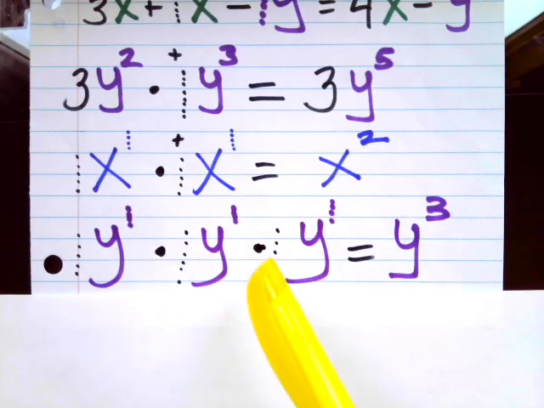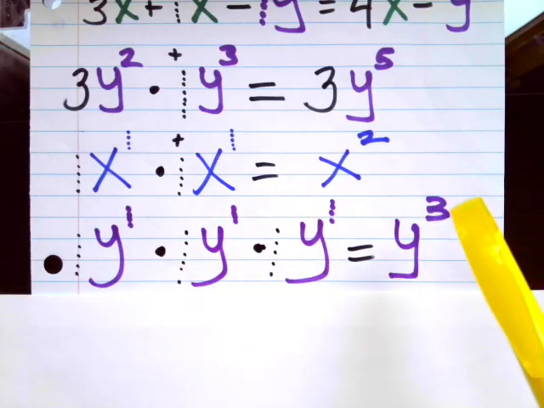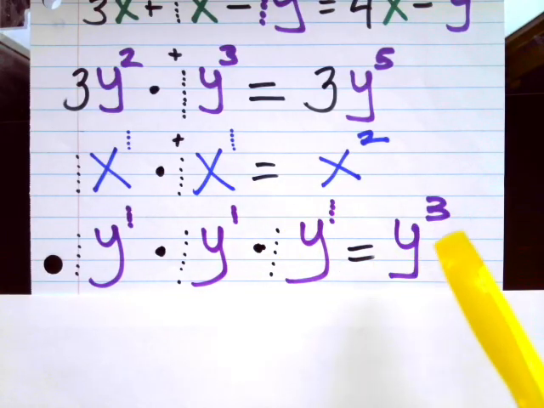You could write a 1 times 1 times 1 and a 1y. That's perfectly okay. And when you multiply, you add the exponents. 1 plus 1 plus 1 is 3. So we have simplified y to the third power.